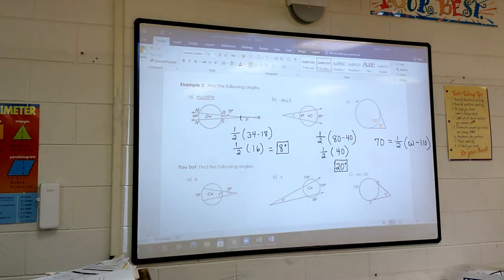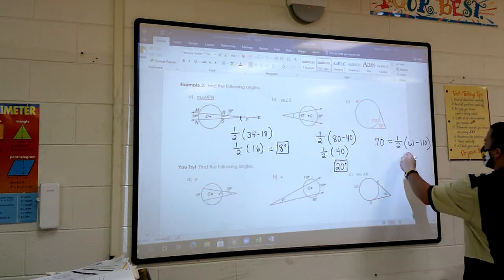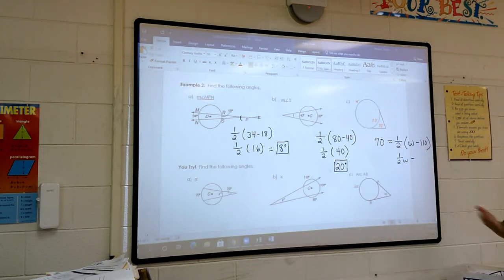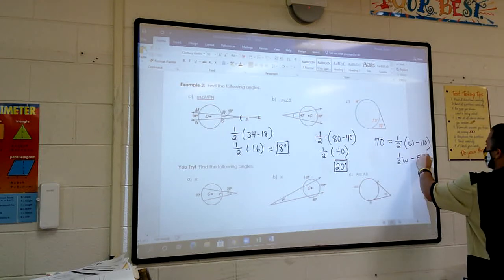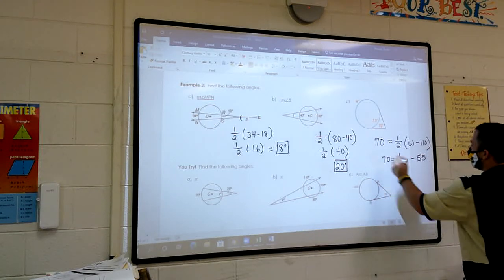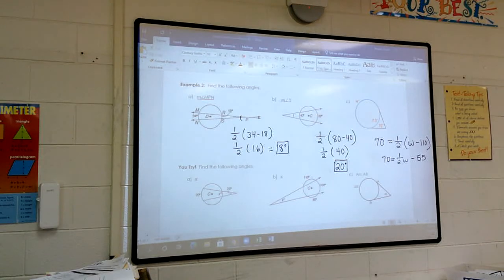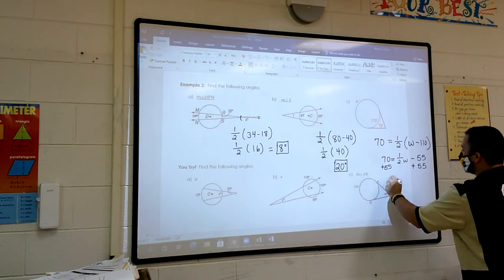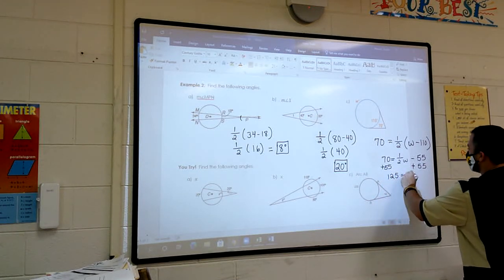Now, let's think about that. This looks like an equation now that we would do, right? So let's think about what the equation would be. Well, 1/2 times W is just half of W, minus 1/2 times 110 is 55, equals 70. And you know what we're trying to do? We're trying to solve for W. So let's move the 55 over. So we want to add 55. That's going to give me 125 equals half of W.